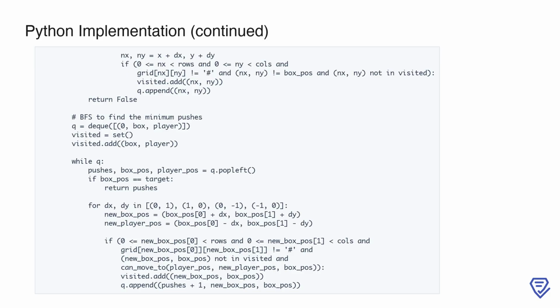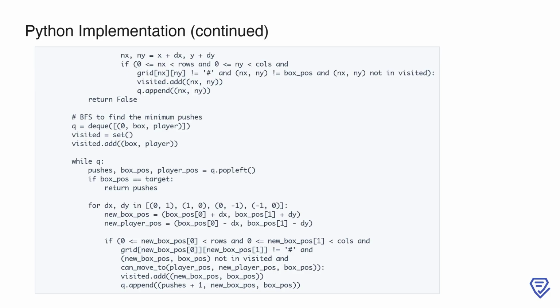The can_move_to function continues here. It examines each potential move by calculating the new coordinates and ensuring they remain within bounds, are not walls, do not overlap with the box's position, and haven't already been visited. If a valid move is found, it's added to the queue for further exploration. This function ultimately returns whether the player can reach the specified destination.